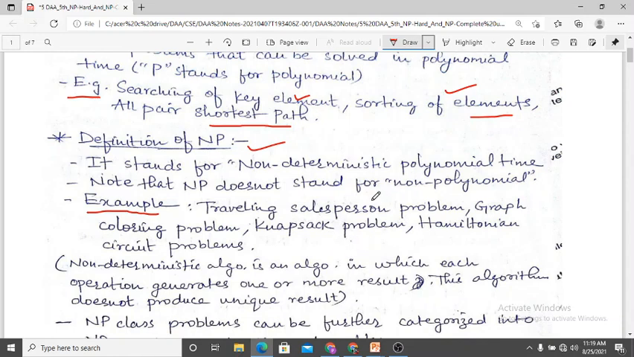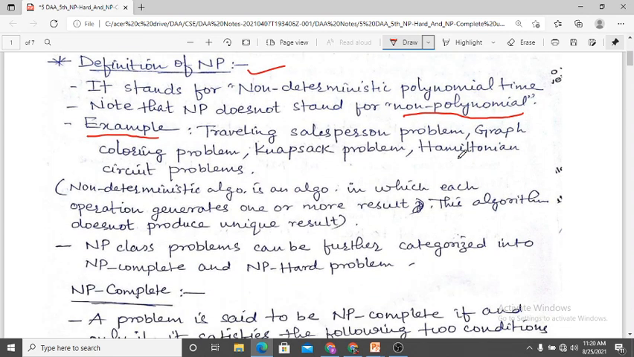So remember, it is not non-polynomial, it is non-deterministic polynomial. Here we say this is NP because it gives one or more results. It does not have any unique result. Every time it can change and you will get one or more results. Because of that, it is non-deterministic polynomial.